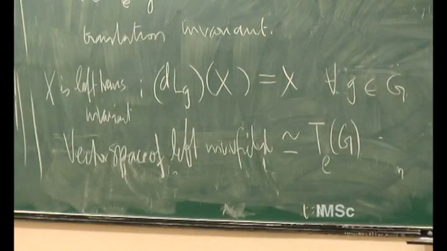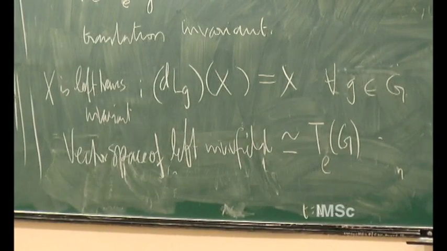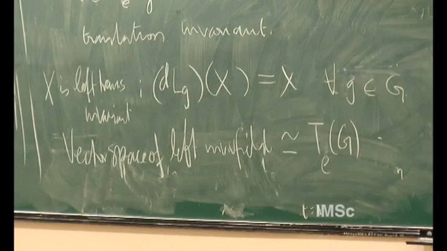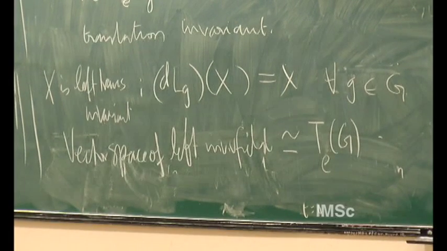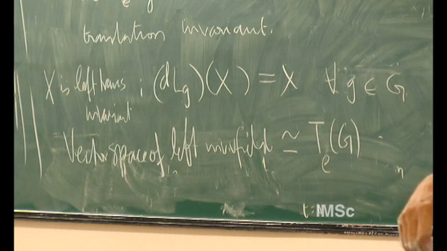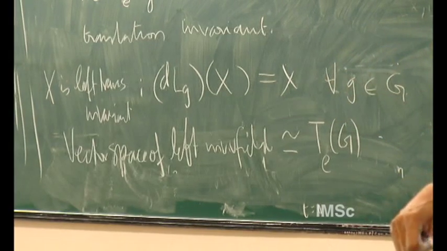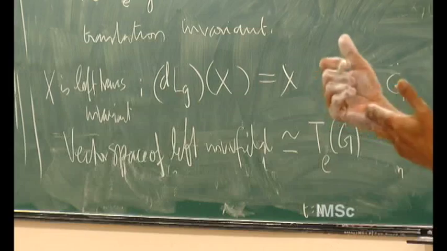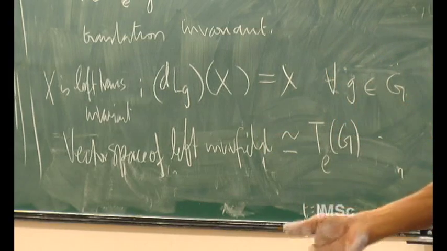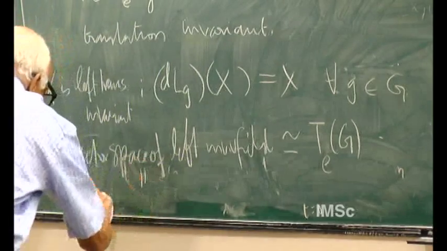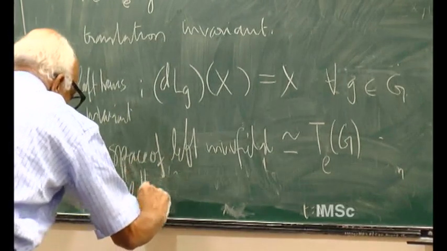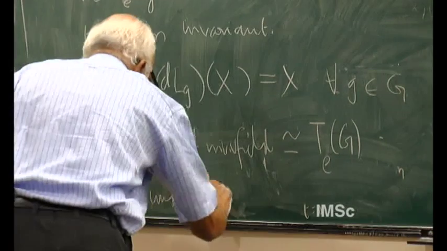Now I want to say that the bracket operation preserves left invariance. That is, if X and Y are two vector fields, the bracket [X,Y] is again left invariant. Easy to check, and I will leave it to you. The bracket operation, after all, can be thought of as the differential operator XY minus YX. The differential operator XY itself will be left invariant in the obvious sense, and so also YX. So the difference is again left translation invariant. So the set of left invariant vector fields is stable under the bracket operation.